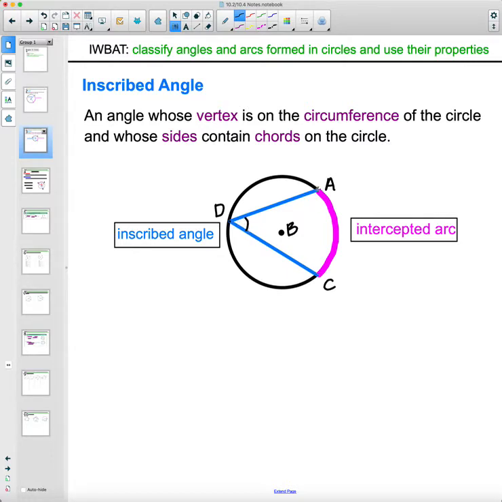The intercepted arc is again between the ends of the angle, or the rays of the angle. So here's your intercepted arc. The difference here is that the vertex of this angle is on the edge of the circle, not the center. So inscribed angle versus central angle. For the central angle, the vertex is on B. The inscribed angle is on the outer edge of the circle.